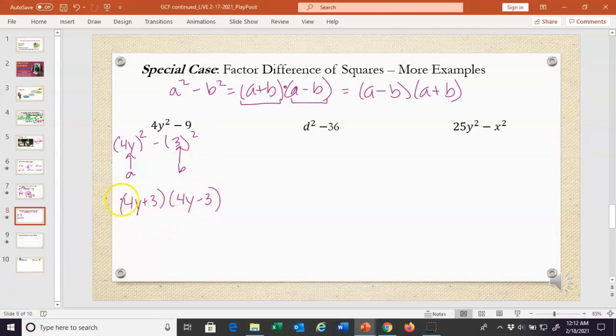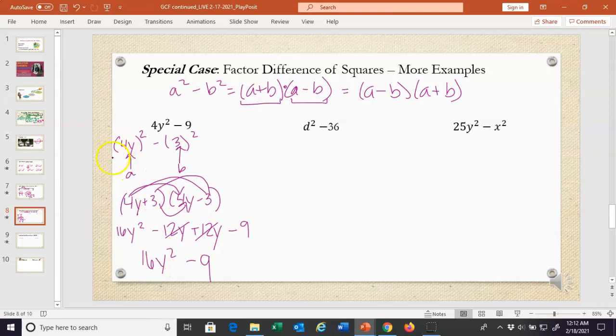Let's check our work. We're going to do 4y times 4y, and that gives us 16y squared. 4y times negative 3, that's negative 12y. 3 times 4y, that's positive 12y. And 3 times negative 3. So again, that middle term will cancel. Boom, boom. But look, we have a 16 here. What happened? They do not match. Can you guys see what I did wrong?